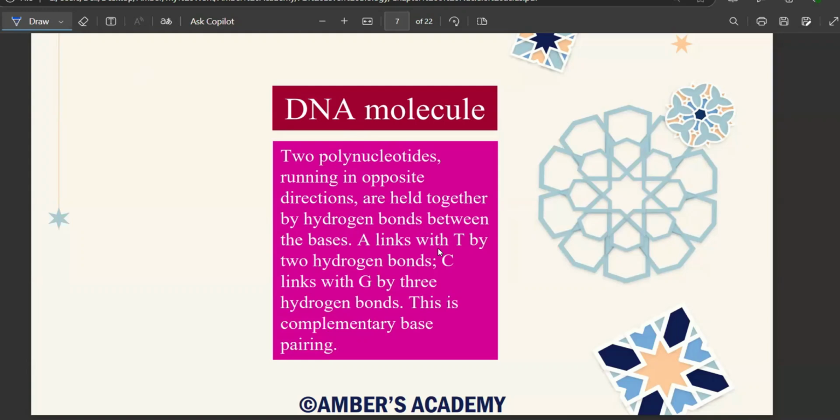Adenine links with thymine by 2 hydrogen bonds, while your cytosine links with guanine by 3 hydrogen bonds. Okay, so you'll see A means adenine, T means thymine, C means cytosine, G means guanine. You'll see these letters instead of the complete nitrogenous base at different slides and at different pages of your book even.